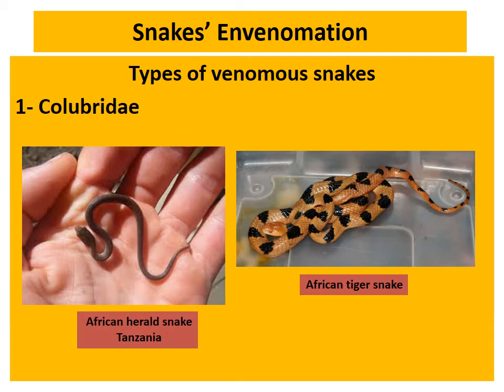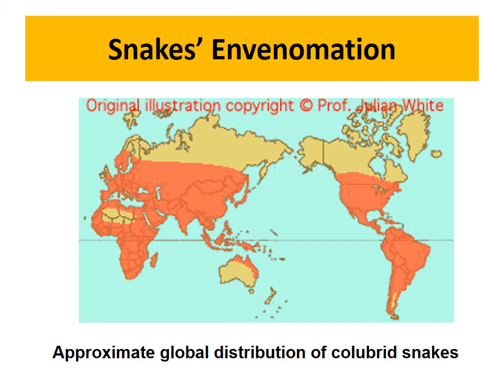Other examples of snakes belonging to the Colubridae family: the African herald snake and African tiger snakes. This is the geographical distribution of the Colubridae family. We can notice that it's endemic in Egypt as well as in Malaysia.